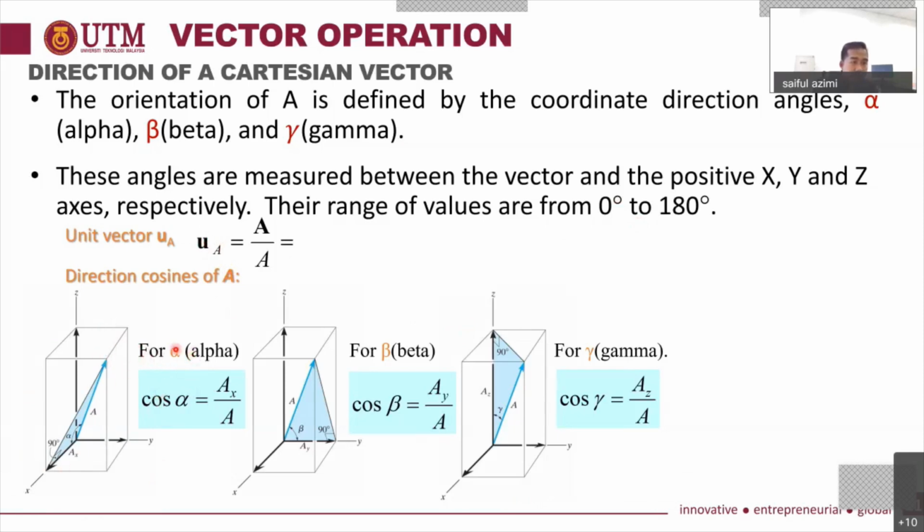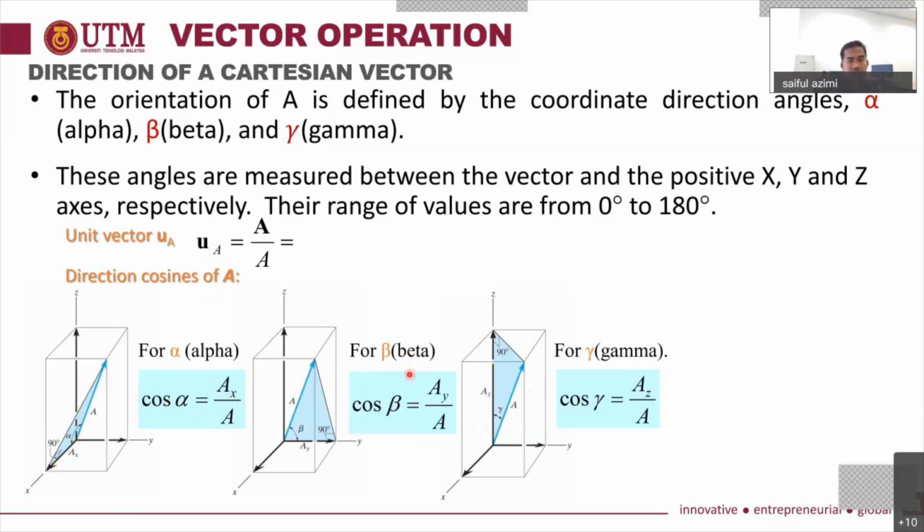This is alpha. Alpha is the angle from the x-axis. Here is the x-axis, and here is the resultant force. The angle comes from the positive x-axis, which moves towards here. From this axis it goes all the way towards the resultant force A. So this is alpha. So cos alpha equals Ax over A. So you need to use your trigonometric formula.